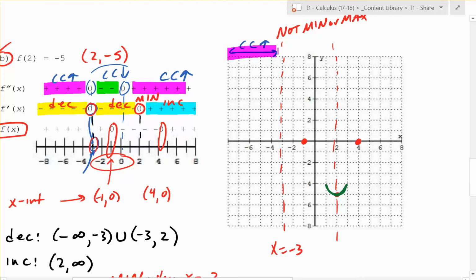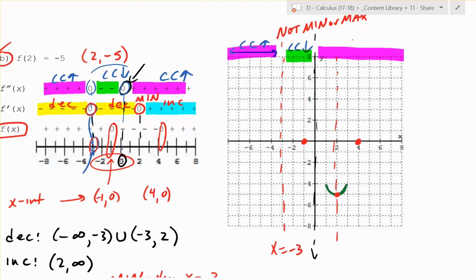And then from -3 all the way to 0, because this 0 right there goes down to that 0, to the y-axis, it's going to be concave down right in here, concave down all the way to 0. And then after 0, it's going to go back to being concave up.